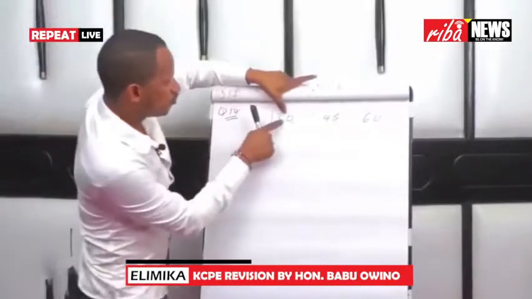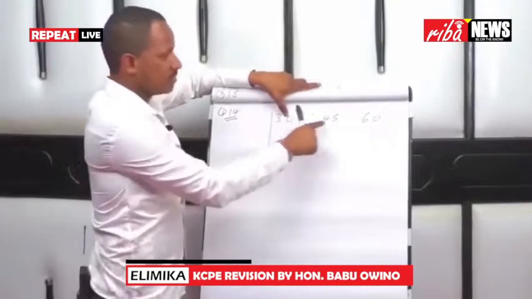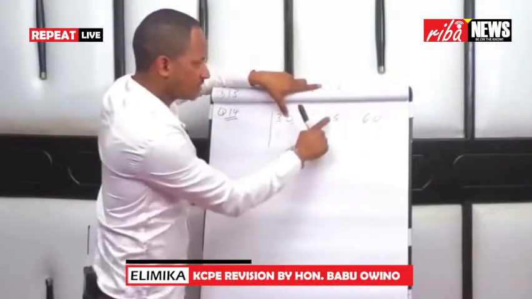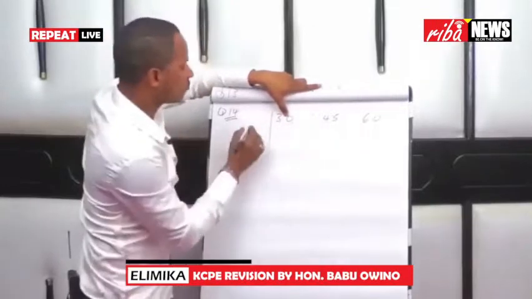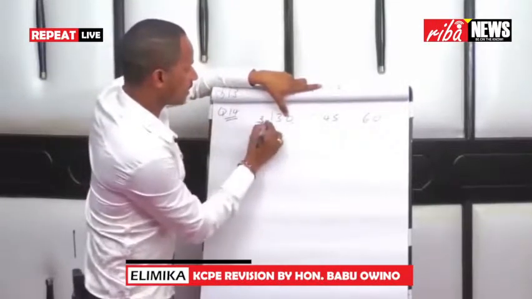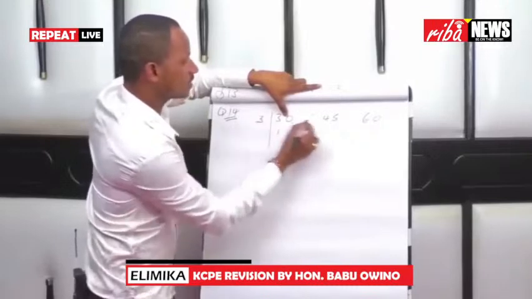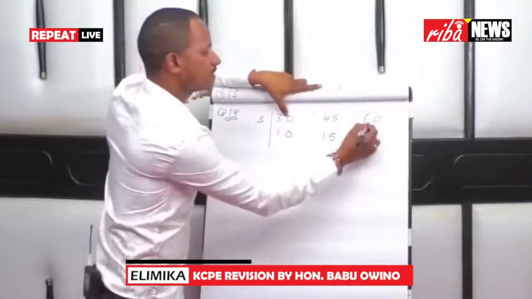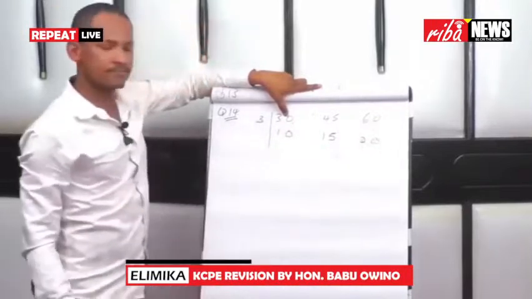If you use 2, 2 can divide this perfectly, but 2 will divide the other one with a remainder. So there's a remainder, so we drop 2. Therefore, go to 3. 3 can go into 30 10 times. 3 can go into 45 15 times. And 3 can go into 60 20 times.